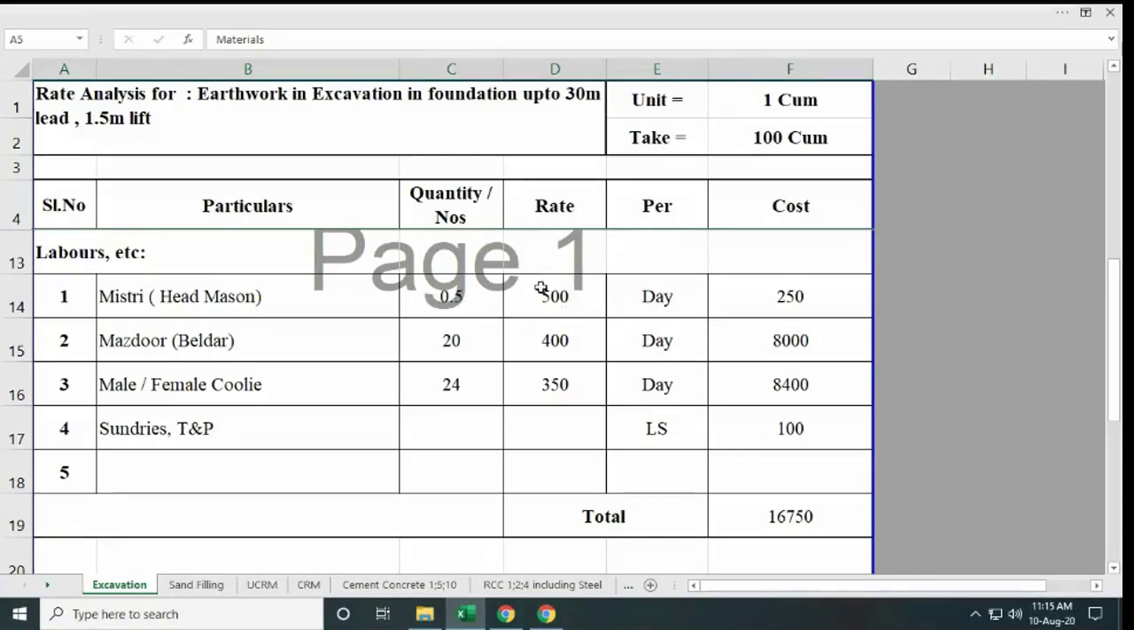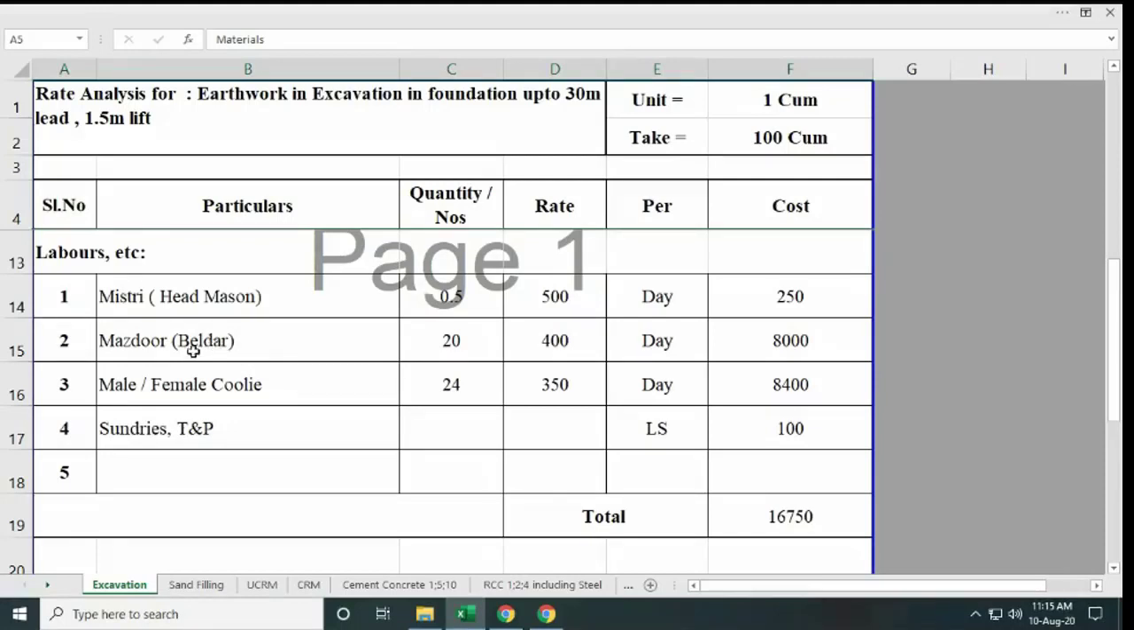He is charging, for example, 500 rupees per day, so we get the cost 500 multiplied by 0.5, which is 250 rupees. Then next is Mazdoor or Beldar, the one who is doing excavation.